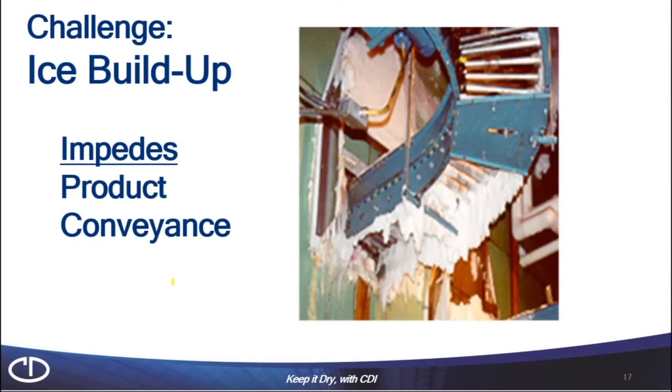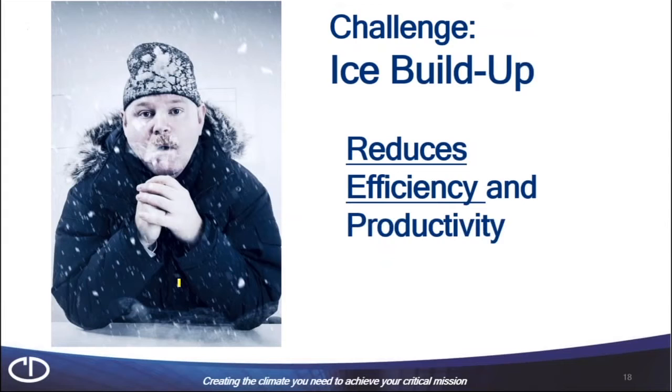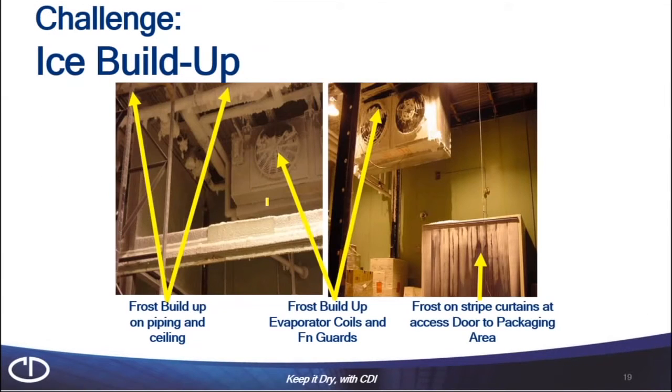And in this case, look at how that ice will impede the product being conveyed. We're there to make this product, to get it done as quickly and efficiently as possible, and bumping it off the conveyor is not a good idea. Also, ice buildup is going to reduce the efficiency or productivity of our folks working in that facility. So ice buildup is a challenge. It builds up on the piping, it builds up on the ceiling, on the evaporator coils, on the fan guards, and we can even see it on the strip curtains as they would access into the packaging areas.